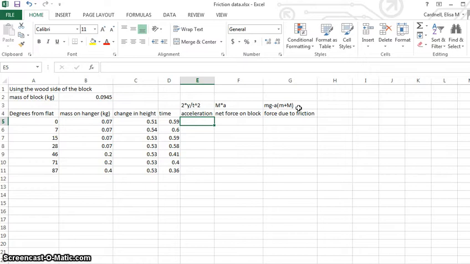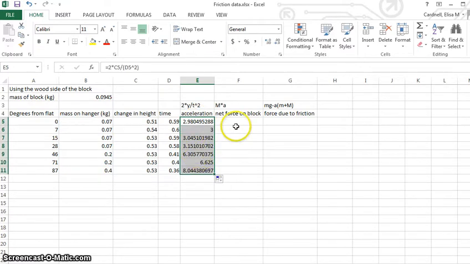So I'm going to use Excel to plug in a formula, and I'm going to say that my acceleration equals 2 times my change in height, divided by my time squared. I'm going to hit enter, and there's my acceleration, and I'm going to copy that formula down for all of the data points.